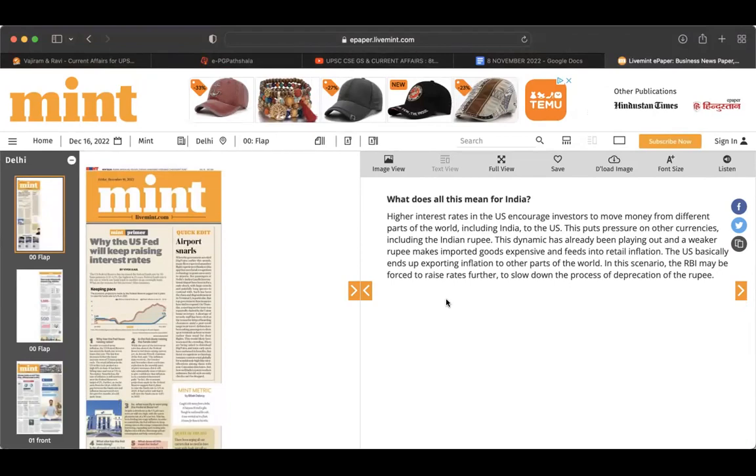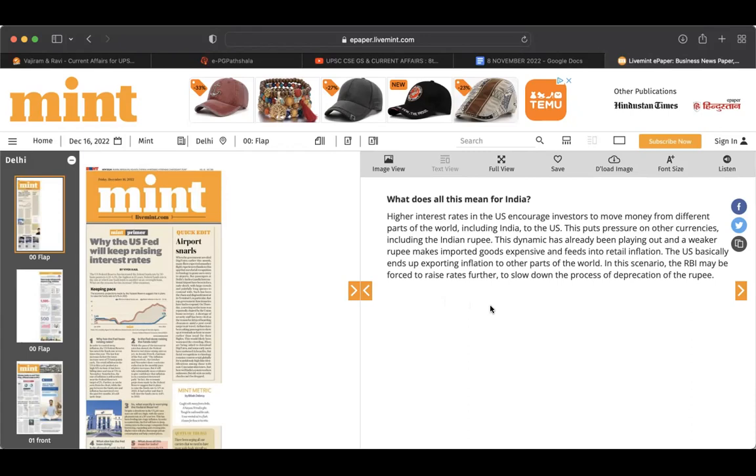Higher interest rates in the US encourage investors to move from different parts of the world, including India, to the US. Why is this? Because when interest rates are increased in the US, investors who had invested in different countries and capital markets would be exiting and parking their funds in the home country, where they are assured of higher interest returns. That is going to be negative for the country from where they are withdrawing, and obviously this puts pressure on the domestic currency of that country, and it leads to currency depreciation.